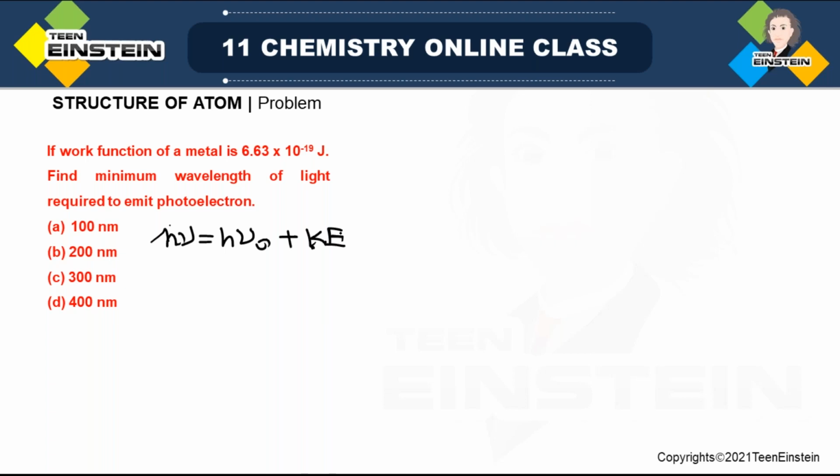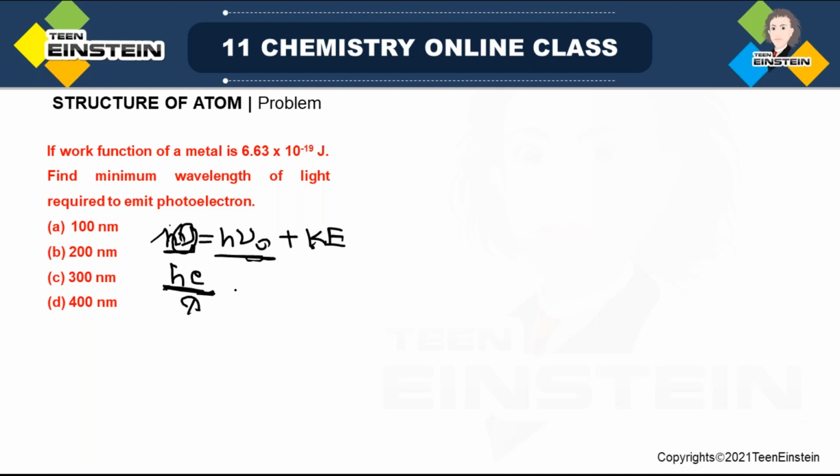Now in this case, as it is mentioned, minimum wavelength of light required. That means minimum wavelength means what? Maximum energy. So when it says minimum wavelength, that means whatever energy is provided to us will be completely utilized just for the ejection of the electron. No extra energy will be left for the kinetic energy of the electron. So this nu that we are providing, or the wavelength c by nu, you can express it in terms of nu or in terms of lambda.